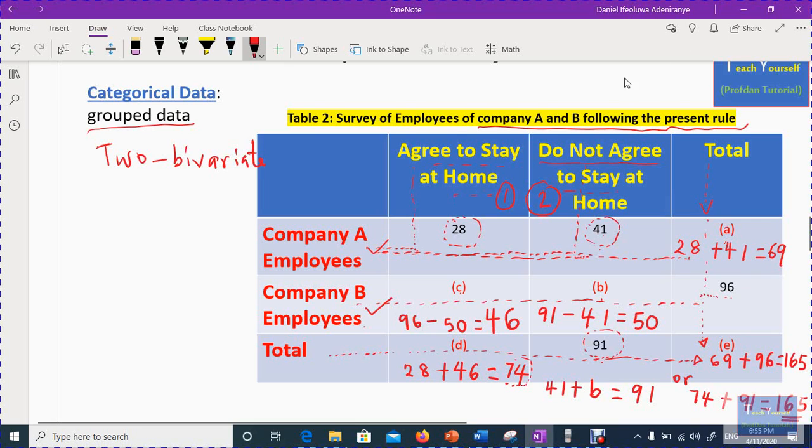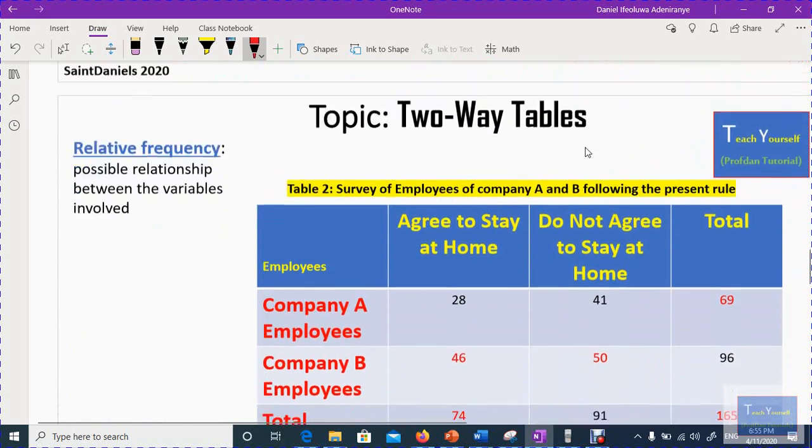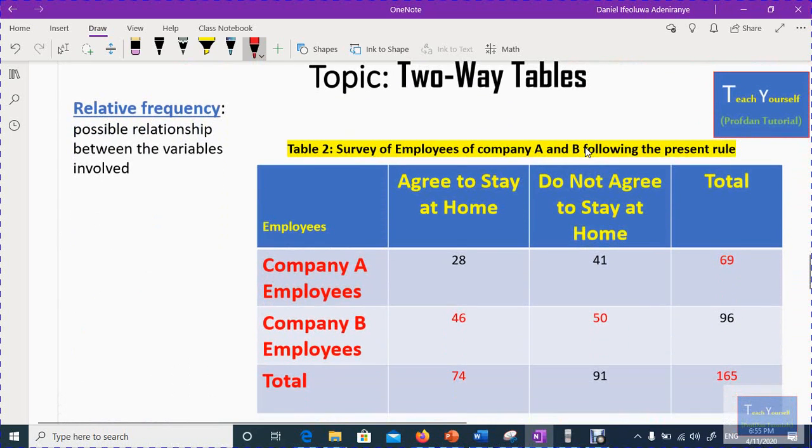Okay, next we're going to look at what we call relative frequency. Basically, relative frequency helps us to show, or talk about, a possible relationship that exists between the variables involved. One thing you should note is that you can calculate the relative frequency based on row, and you can also calculate it based on column. What do we mean, and how do you calculate relative frequency?